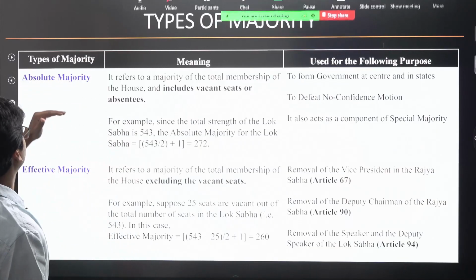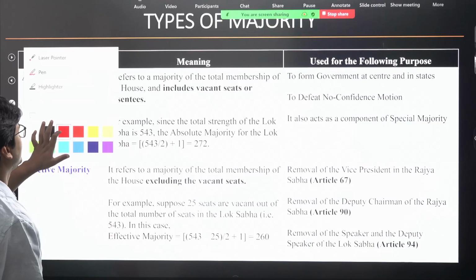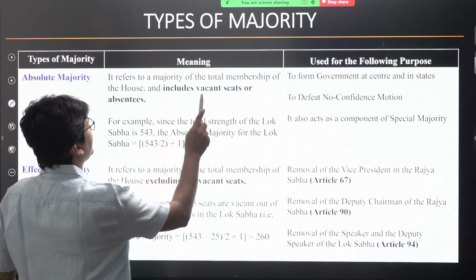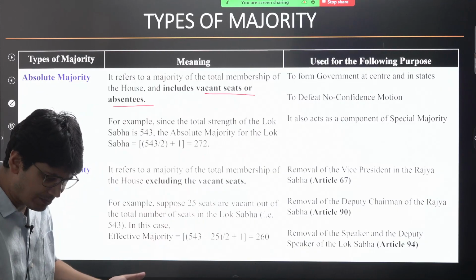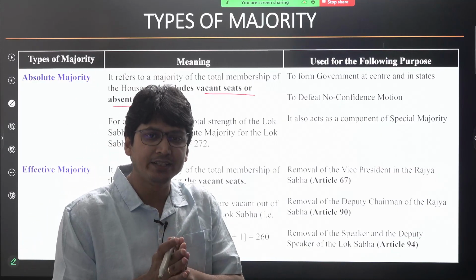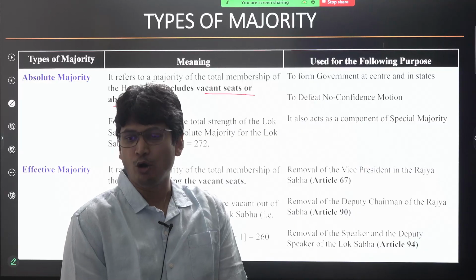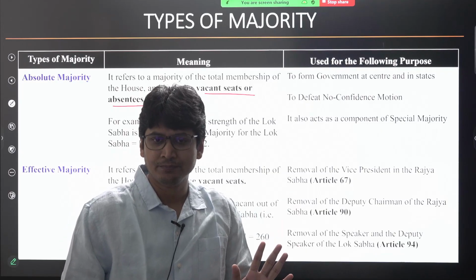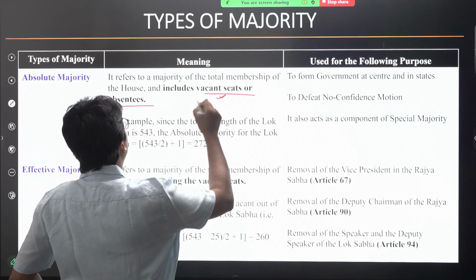Absolute majority. Now see, there is a difference between absolute majority and effective majority. Let's understand this. Absolute majority refers to a majority of the total membership of the house and includes vacant seats or absentees. It doesn't matter who is absent, who is present, whether the seat is vacant or not. When does a seat become vacant? When either the member has resigned or died, or for whatever reason the person is not there. So total membership of the house includes both vacant seats as well as absentees.